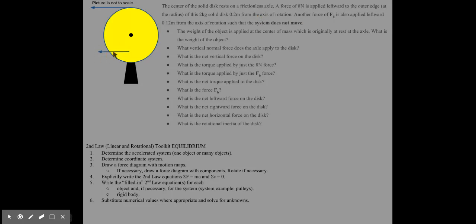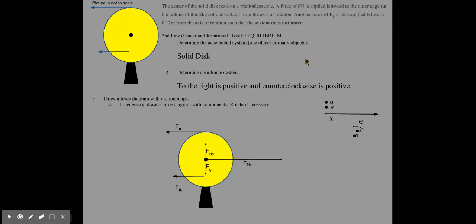Another force, F sub B, standing for the force at the bottom, is also applied leftward 0.12 meters from the axis of rotation, such that the system does not move. All right, so let's use our second law linear and translational toolkit for a system that's in static equilibrium. First, let's determine the accelerated system. In this case, it's a solid disk.